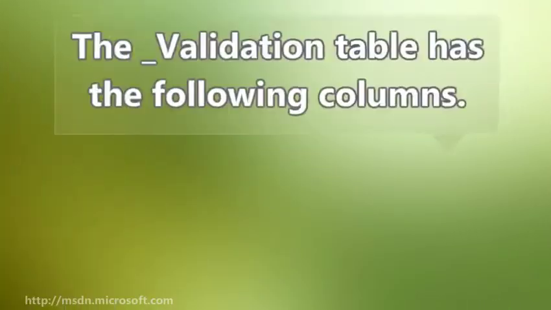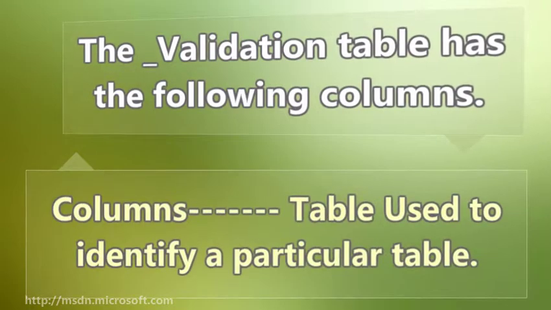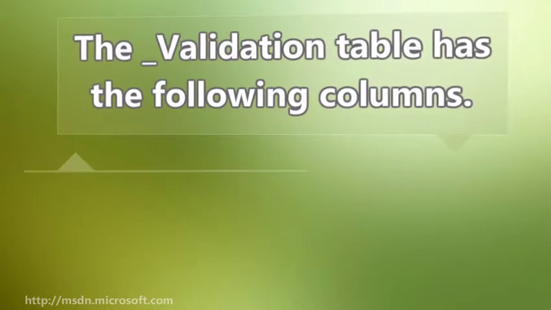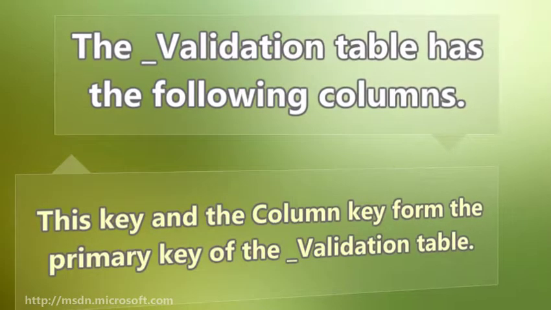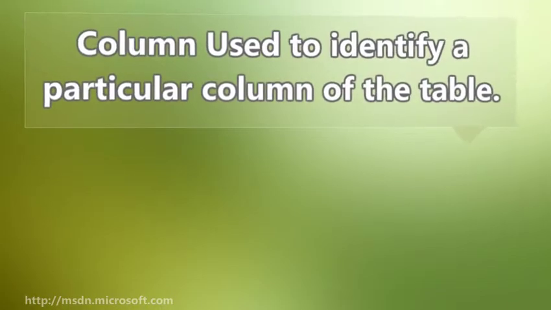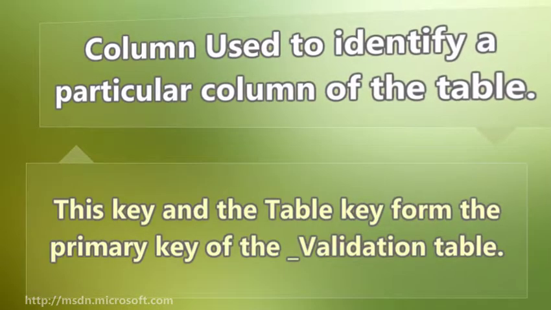The validation table has the following columns. Table: used to identify a particular table. This key and the column key form the primary key of the validation table. Column: used to identify a particular column of the table. This key and the table key form the primary key of the validation table.